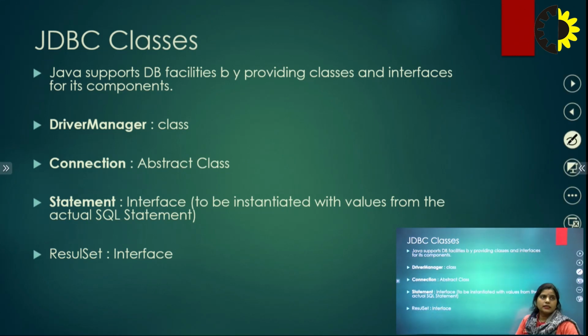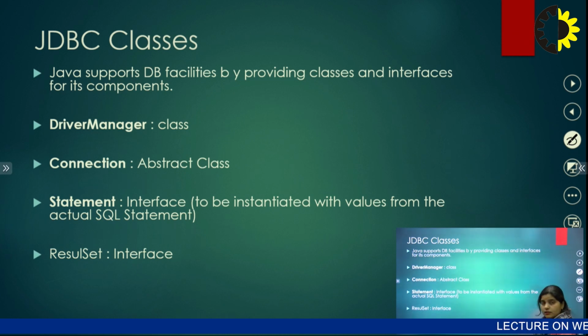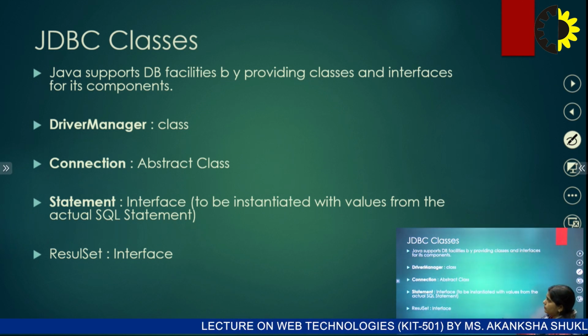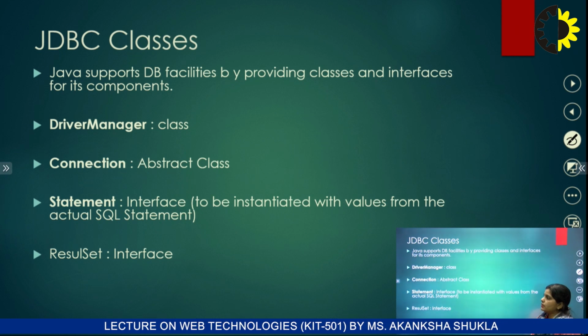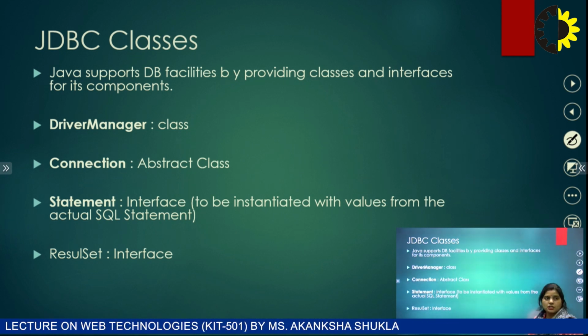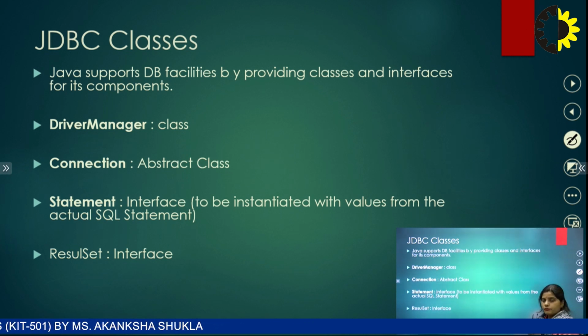Next, the JDBC classes. Java supports database facilities by providing classes and interfaces for their components. The first is the DriverManager class, the second is the Connection class, the third is Statement, and then ResultSet, which is also an interface. So Java supports both classes and interfaces. Here the first one is DriverManager, the second is Connection, the third is Statement, and the fourth is ResultSet. The third and fourth are interfaces, and the first two are classes.